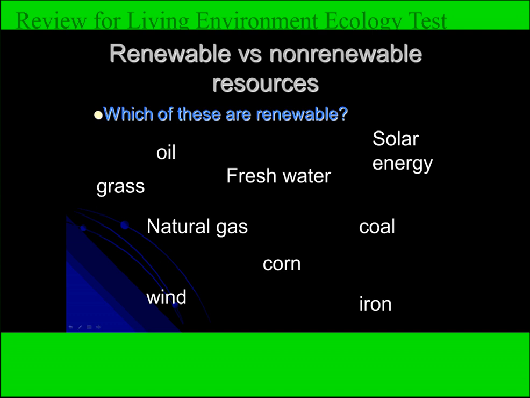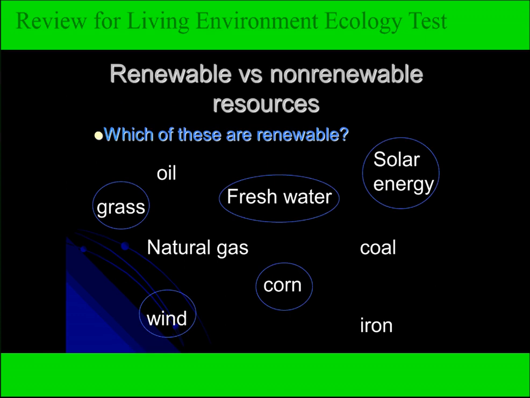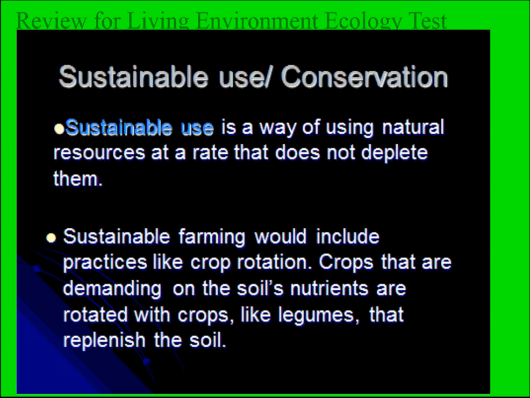Sustainable use and conservation. Sustainable use is a way of using natural resources at a rate that does not deplete them. Sustainable farming would include practices like crop rotation. Crops that are demanding on the soil's nutrients are rotated with crops like legumes, those are like beans, for example, that replenish the soil.